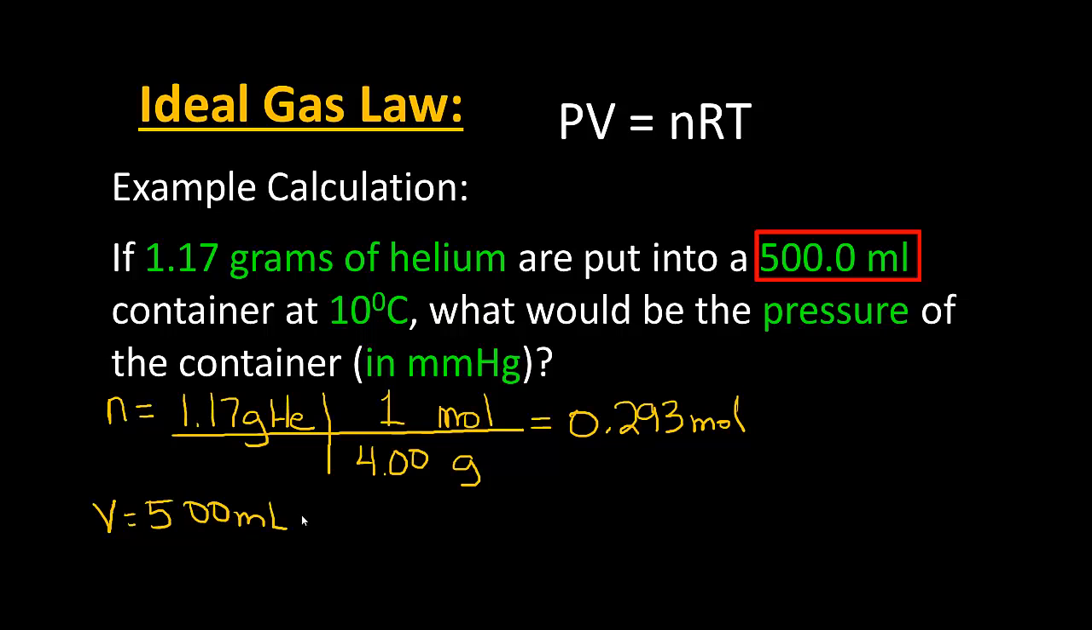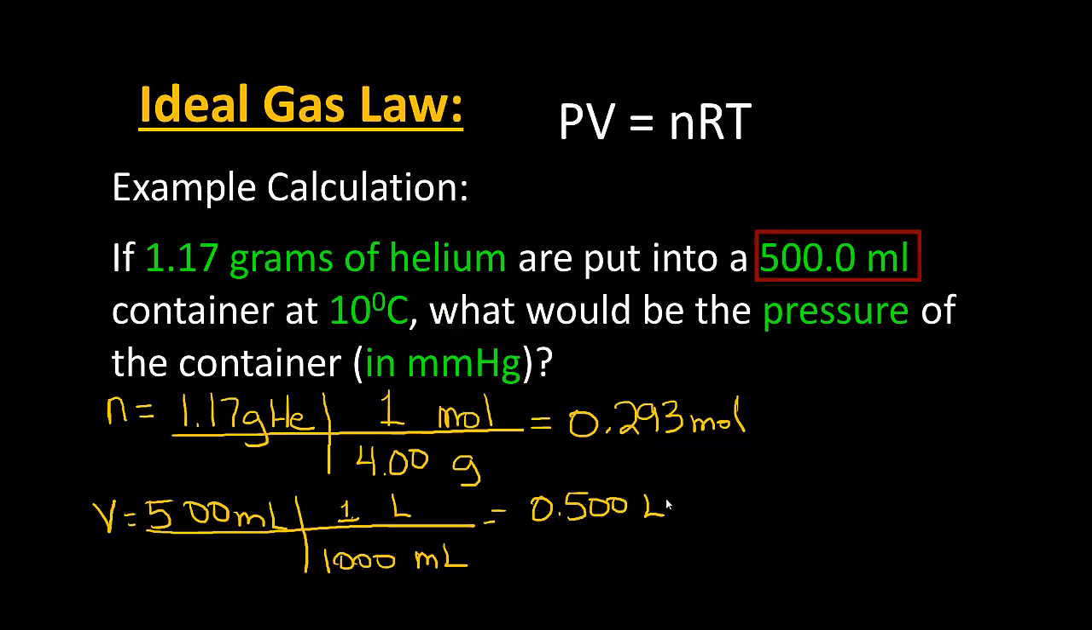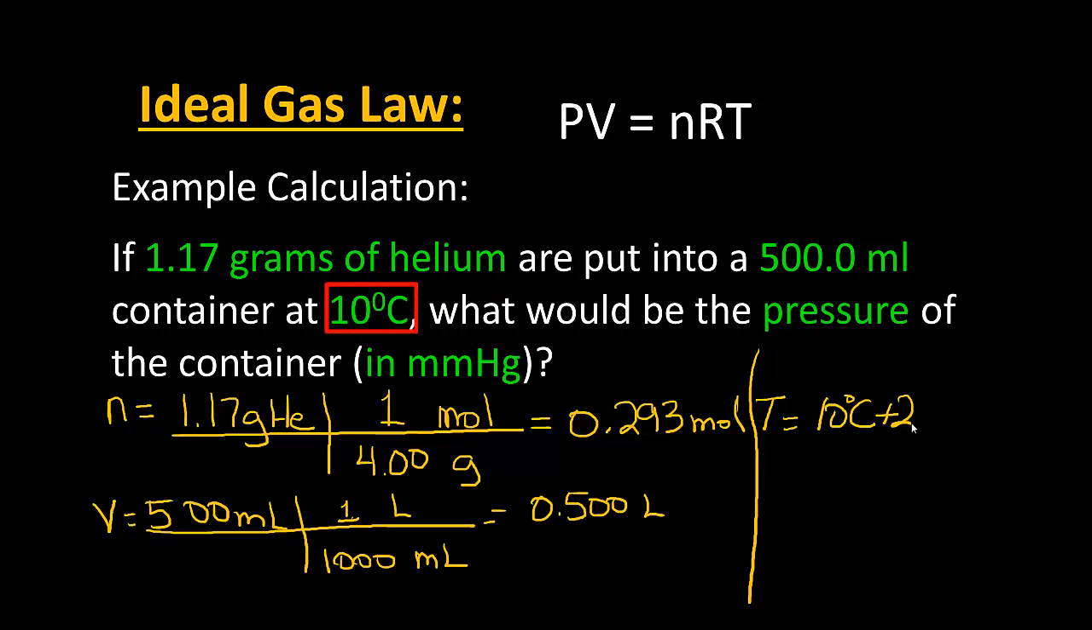Our volume is 500 milliliters. It has to be in liters, so we need to convert this. I know that there are 1,000 milliliters in 1 liter, so 500 divided by 1,000 is 0.500 liters. The next thing is temperature. I'm going to draw a line right here. The temperature we have is 10 degrees C. We know we have to convert that to Kelvin, so I'm going to add 273. 273 plus 10 is equal to 283 Kelvin.